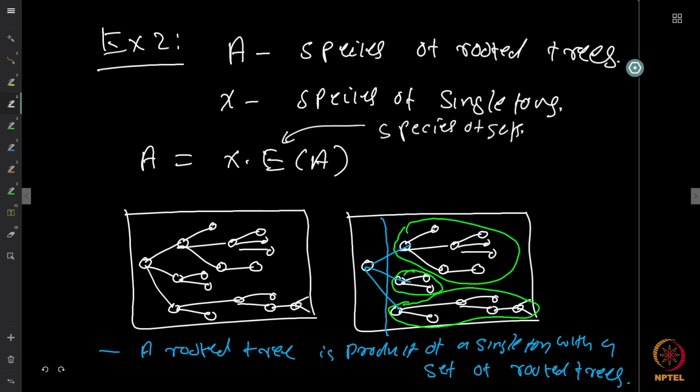Right? Now, why is this? Well, just look at the following figure. You have a rooted tree here, where this is the root, let's say, right? So what is a rooted tree like? You have a root, which is a special element, and then once you remove the root, what do you get? If you remove this, you will get several subtrees, right? Several subtrees, and the subtrees form a set, right? So it's a set of subtrees, which is E of A, right?